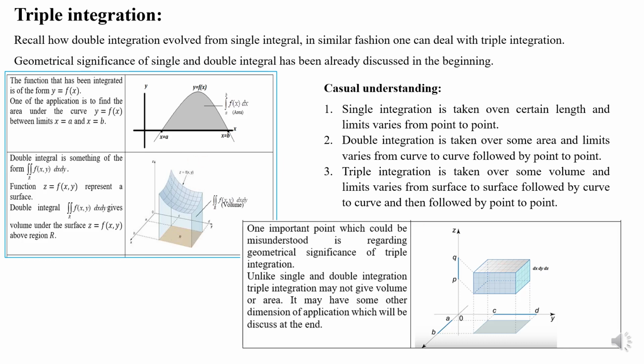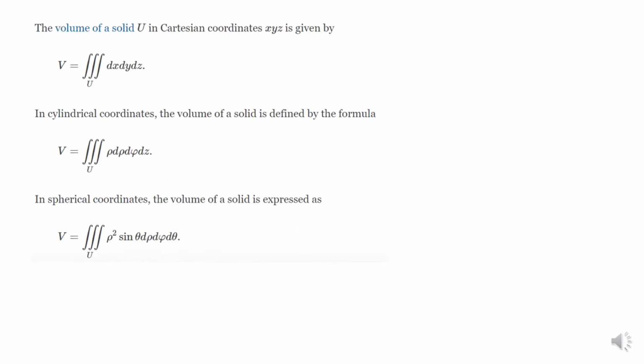If you recall, if we perform a double integration over a unit function, then we'll get an area. You can pause the video and go back to the double integration topic and see what the formula was for finding an area using double integration, not using single integration. In similar fashion we can use triple integration to find the volume. Here is the formula for finding the volume using triple integration.